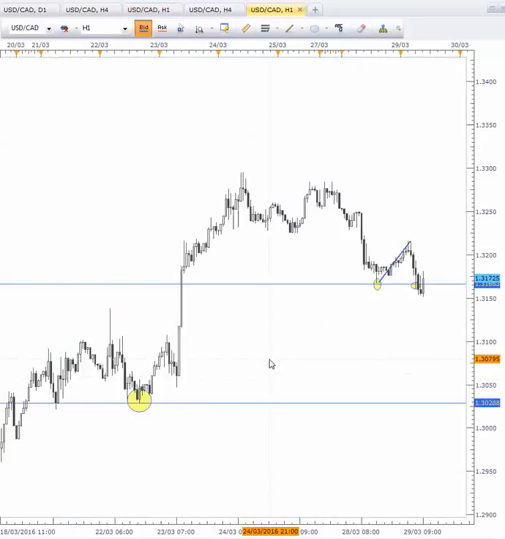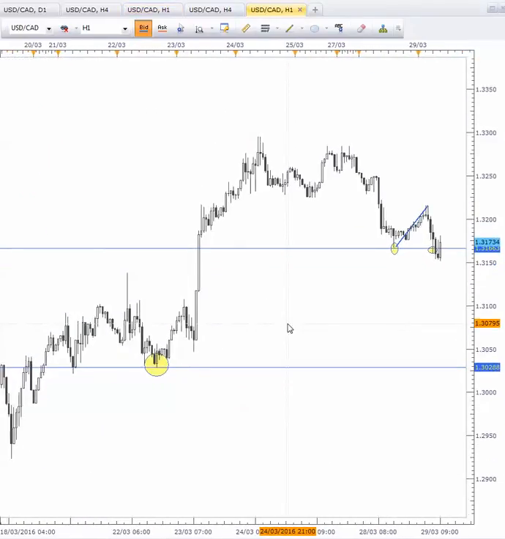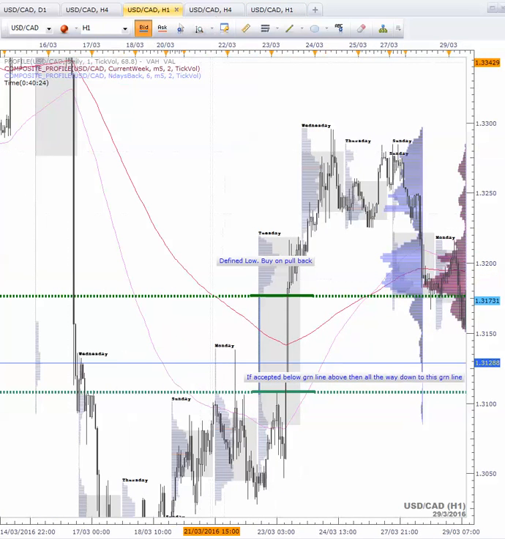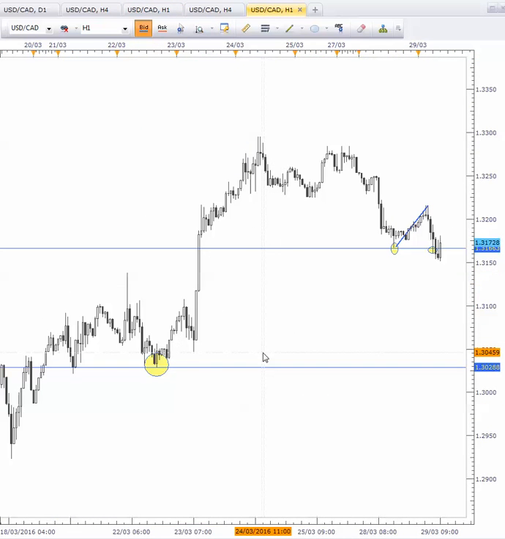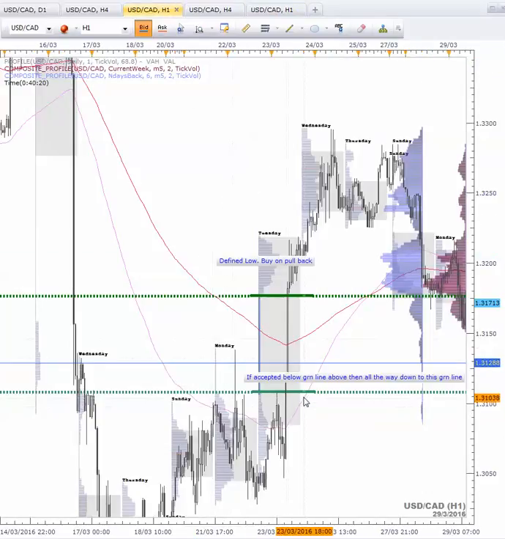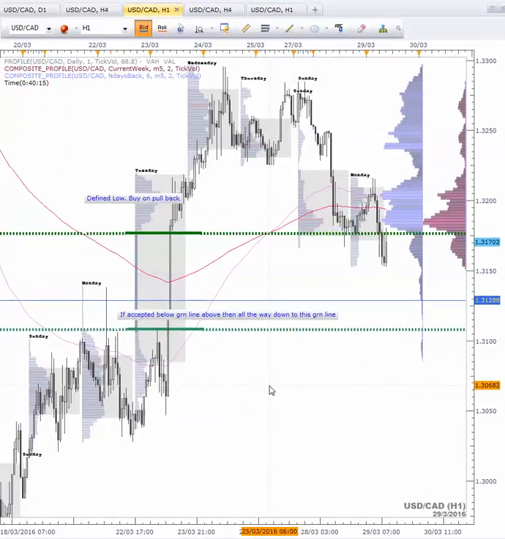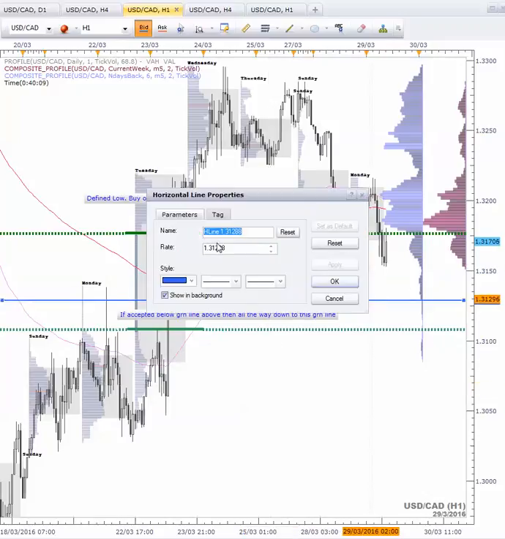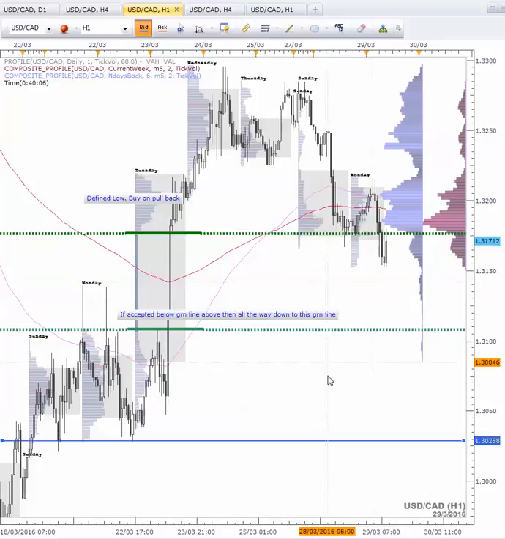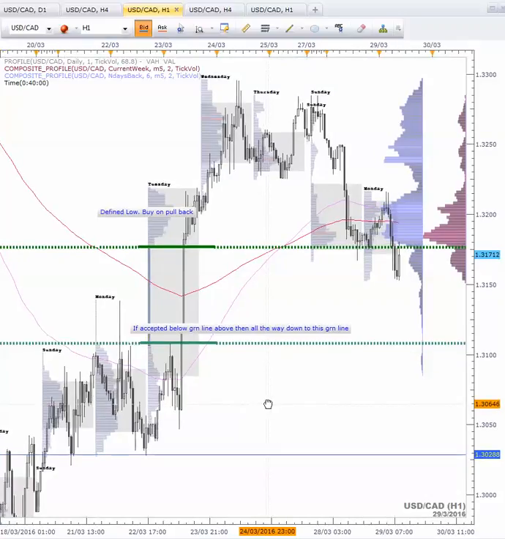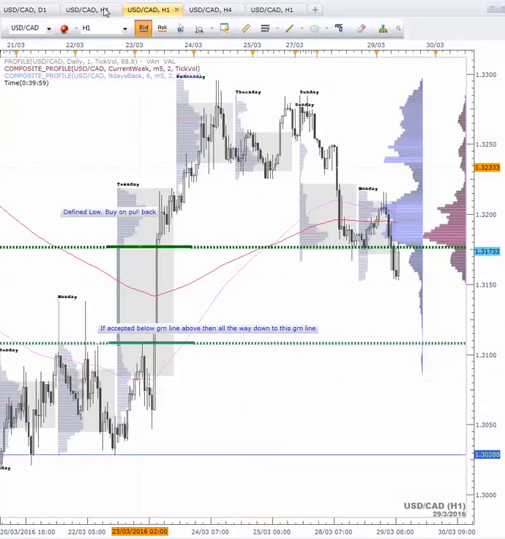USDCAD. Why is it like that? 132.88. 130 to 88 down there. So 130 to 88.